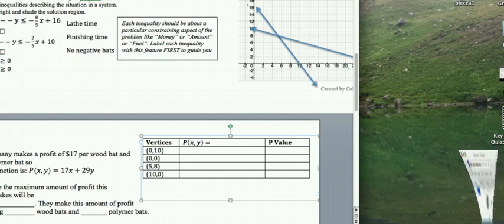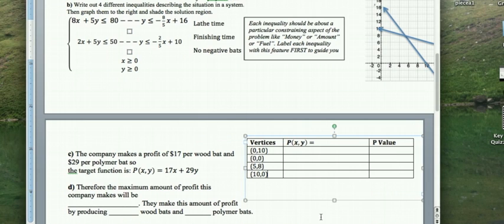Alright, so we'll put the calculator away. So now we've got the vertices that we needed to check. So our profit function, let's write that in up here. We had 17x plus 29y. Remember, this is just the profit that they're making for the bats, so keep it in the back of your mind. Are they actually selling the wood bats for 17 bucks and the polymer bats for $29? No, I mean, they've got to charge more than that. This is just totally their profit, so think about that.